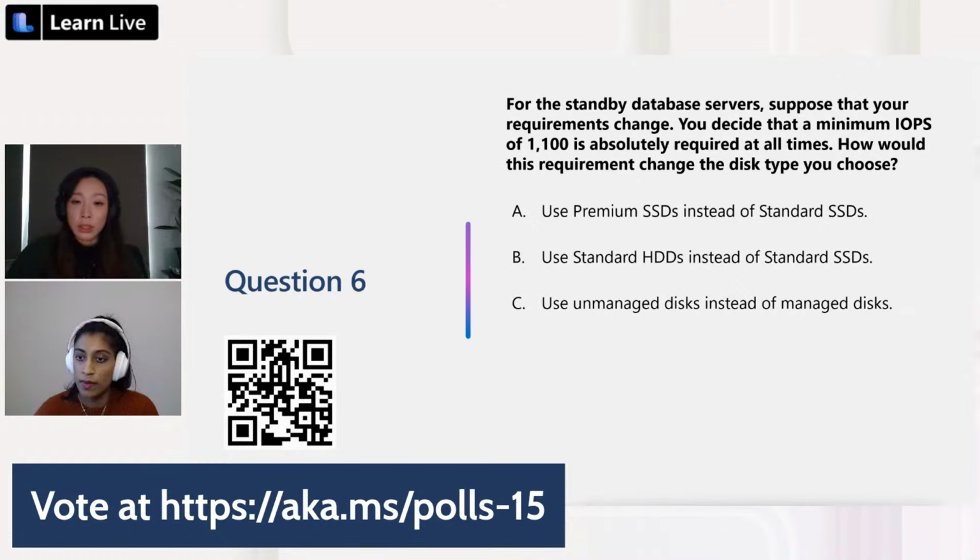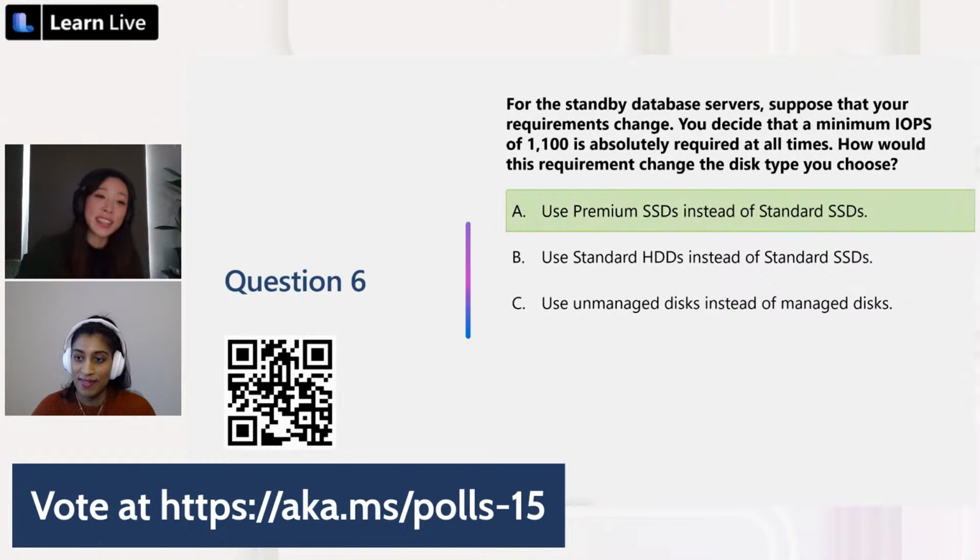All right. Looks like 75% of people have voted A, use premium SSDs instead of standard SSDs. 20% of people have voted B, use standard HDDs instead of standard SSDs. And 20% of people have voted C, use unmanaged disks instead of managed disks. The answer is A.